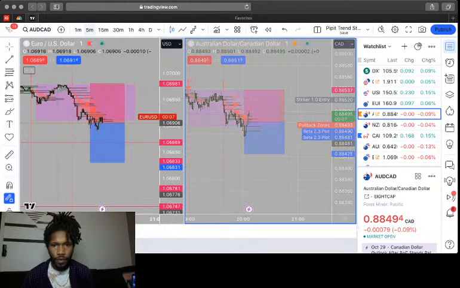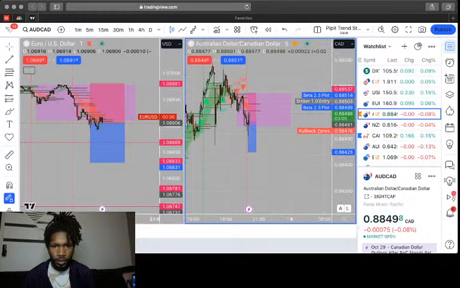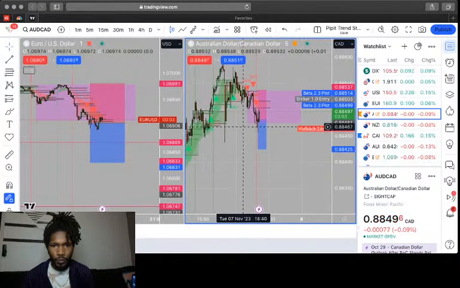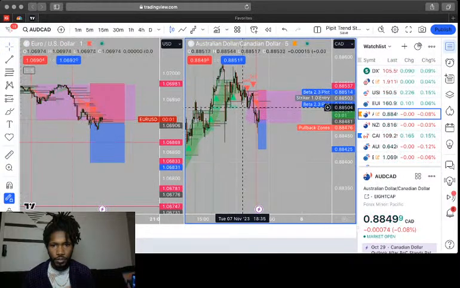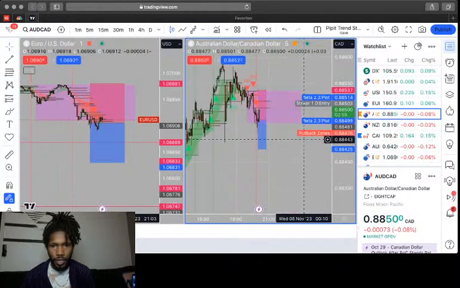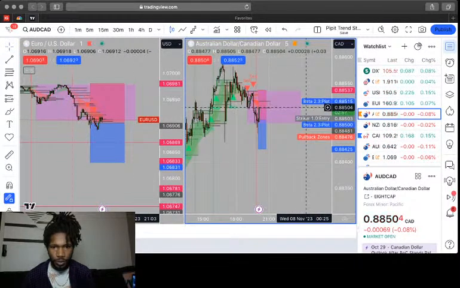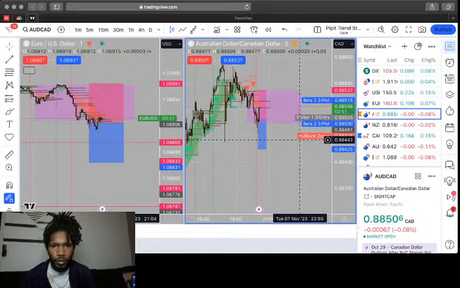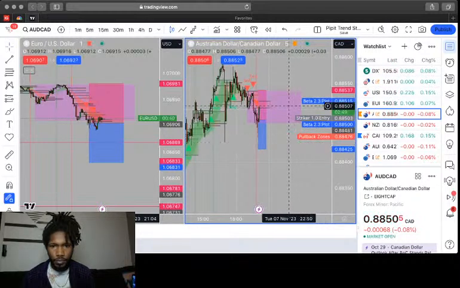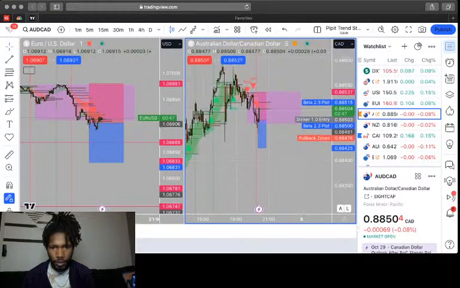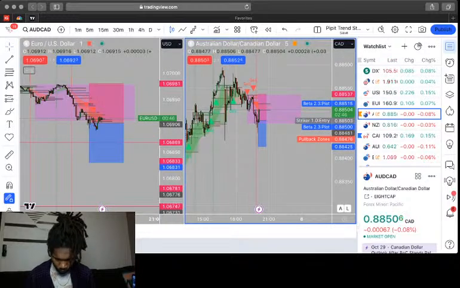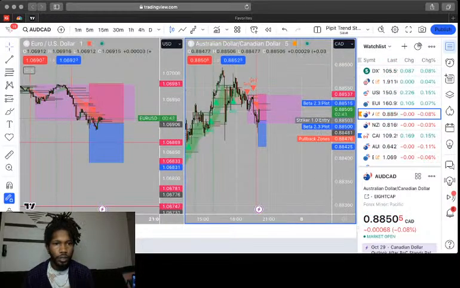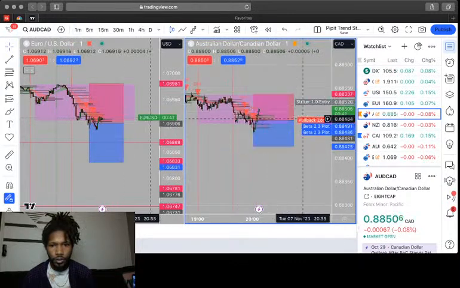Let's see, 5 minute. We do have some wicks over here, so that might actually be a struggle. We do have a zone right here that price is pulling back into, which looks good to take it down. So hopefully it holds right there and doesn't break above these highs. That's what we'll need for price to do, just to hold.